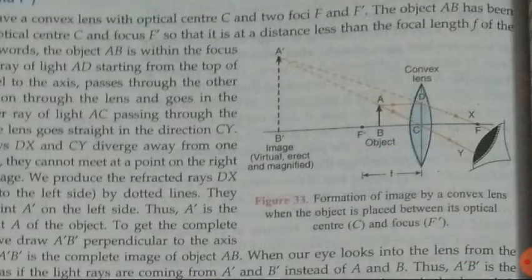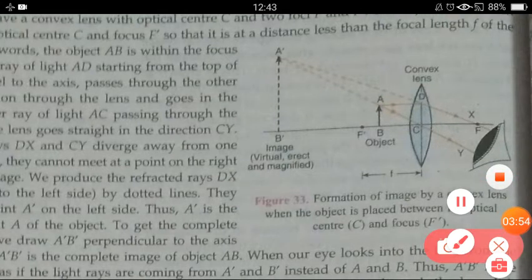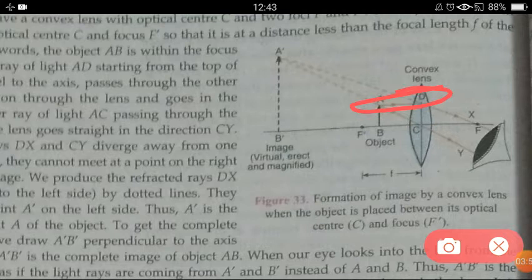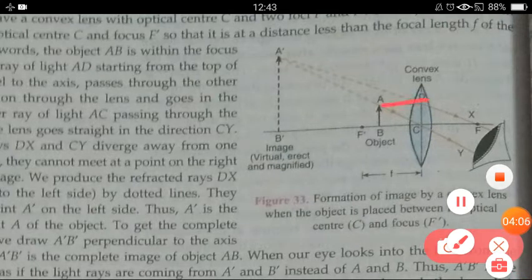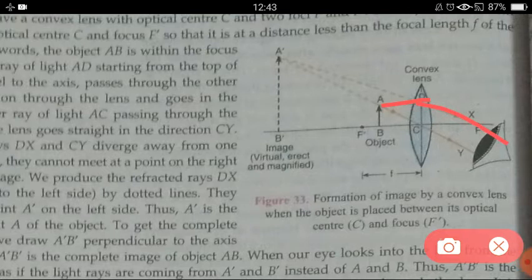When the object is there, we will imagine that two rays are coming out from the object. You can see the top point of the object, which is A. From A, two rays are coming out. One ray is going parallel to the principal axis, represented by AD. Okay, this ray is parallel to the principal axis. So after refraction, it is passing through focus.